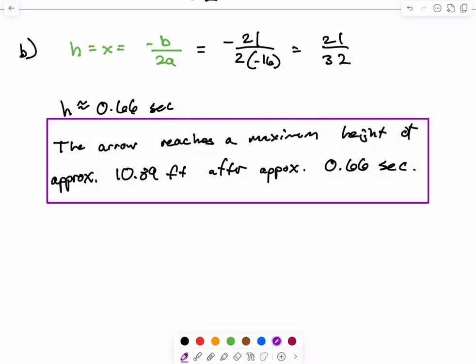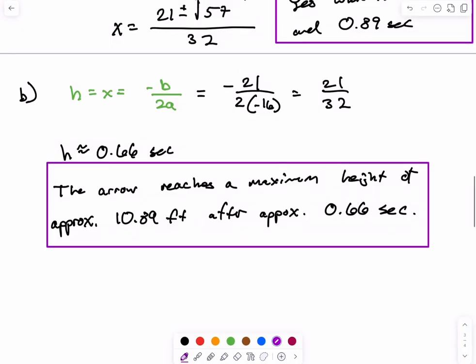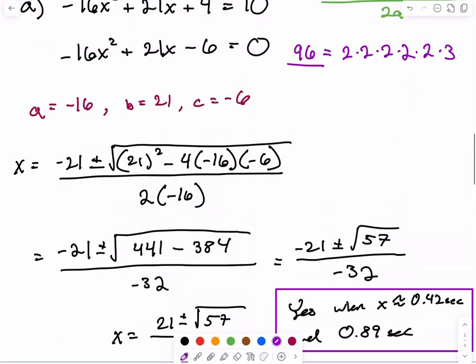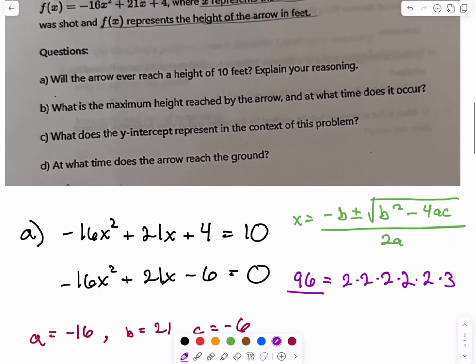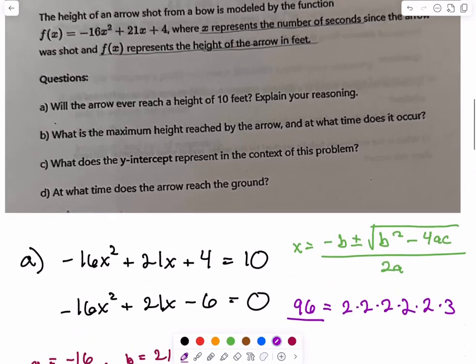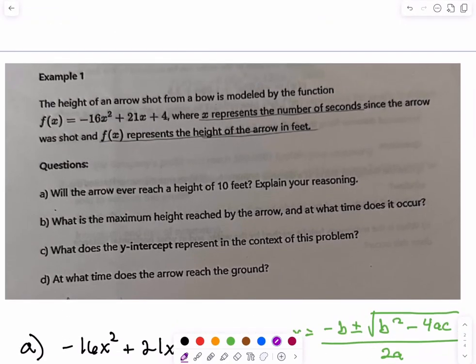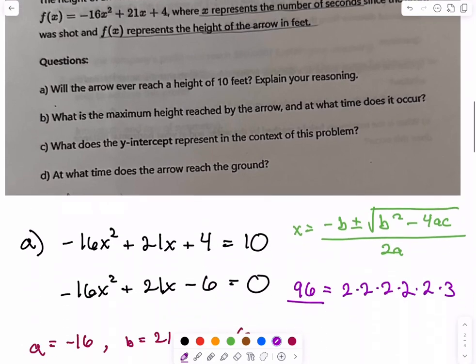Okay, so again, I usually try to put my formulas in green. What does the y-intercept represent in the context of the problem? So the y-intercept is that if we let x be 0, so with that being 4, we're saying that the arrow was shot from a height of 4 feet.